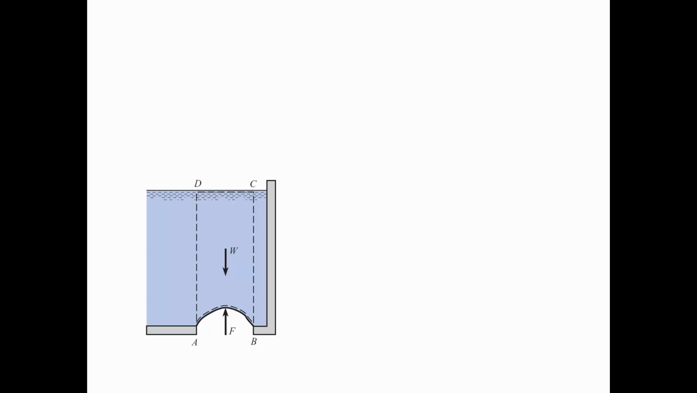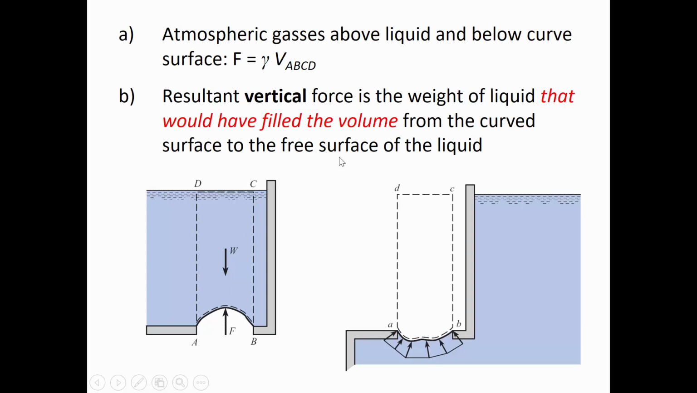Let's say, what if we had a gate at the bottom of a tank like this, and it's irregularly shaped. And so you don't exactly know the vertical distance down to a certain location. So you can't do it as simply as pressure times area. The interesting thing is that the force required to hold this gate is just the weight of the water that's above it.